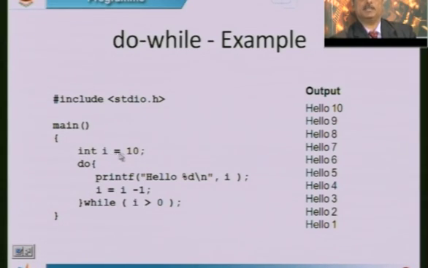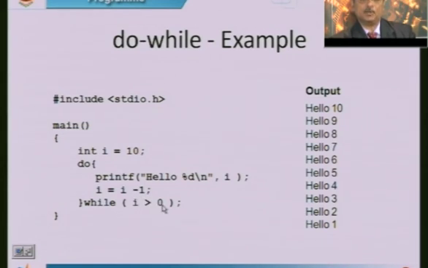Initially the value of I is initialized to 10, because you have to print 10 first. Do printf in the double quote hello %d, the value of I is now 10, so hello 10 is printed. Because of \n, it goes to the next line and prints the value of the next variable. Before going to the loop, you are changing the value of I. Here I is equal to I minus 1, 10 now becomes 9.